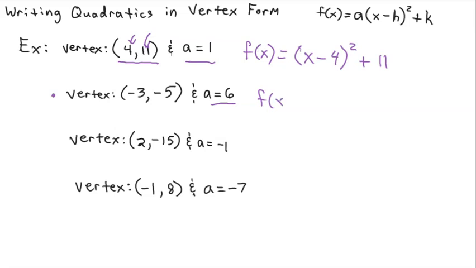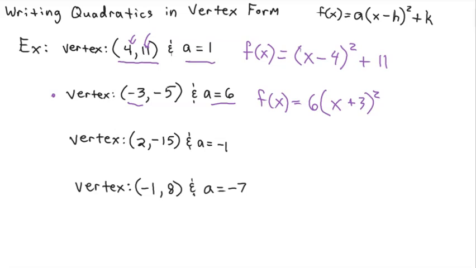So we're going to start off with f of x is equal to 6 parenthesis x minus, and then h is -3. So it's x minus -3. Okay, but we're not going to write it as x minus -3. Don't write it like this. What we're actually going to do is write it as, x minus -3 means plus 3. So we're actually going to write it as x plus 3, plus 3, and then squared.